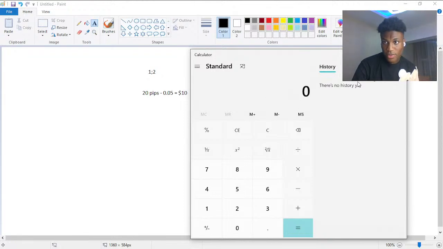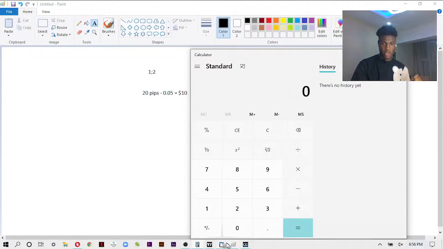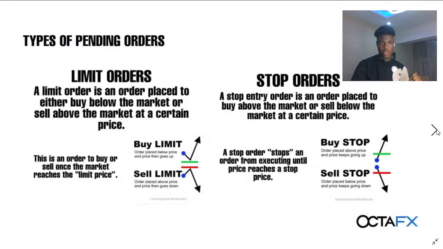Okay, and the next thing, which is the last thing we're looking at, is types of pending orders. We have limit orders and we have stop orders, right? Now, a limit order is an order placed either buy below the market or sell above the market at a certain price. I'll explain what I mean by buy below the market.